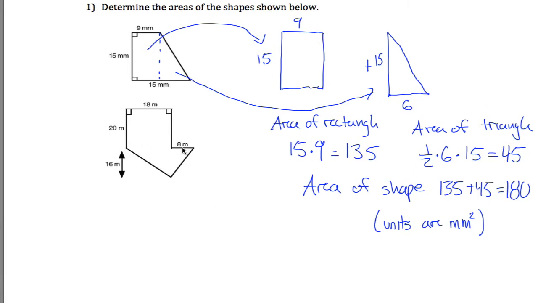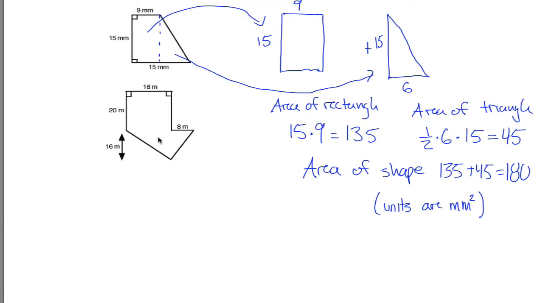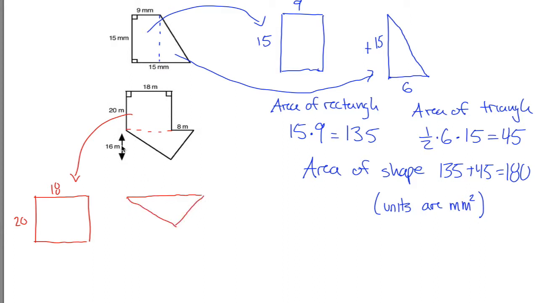Do that again for this guy. Again, you got to get kind of clever here. This isn't a shape that we know, but if you get kind of, draw a line there, and what you end up with is sort of this rectangle here, which is what, 20 by 18? And you sort of end up with this triangle here. And we know the height is 16, right, from here to here.